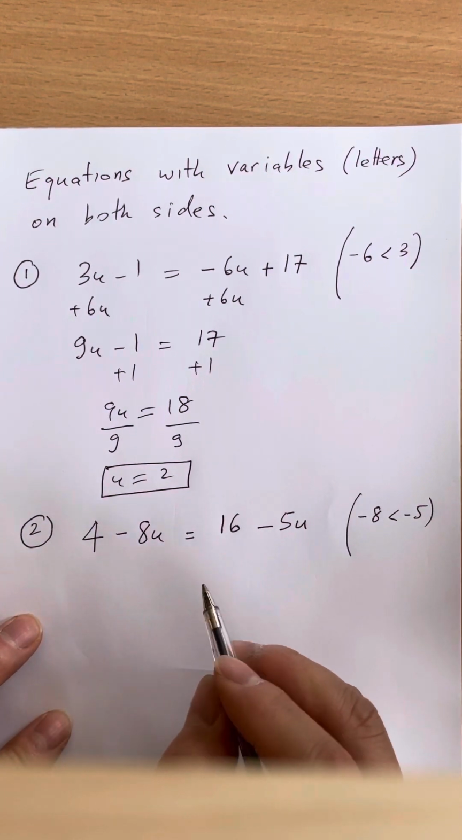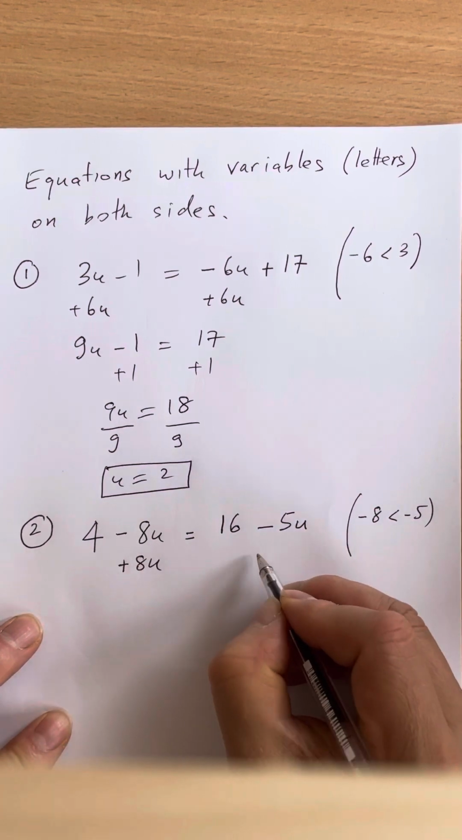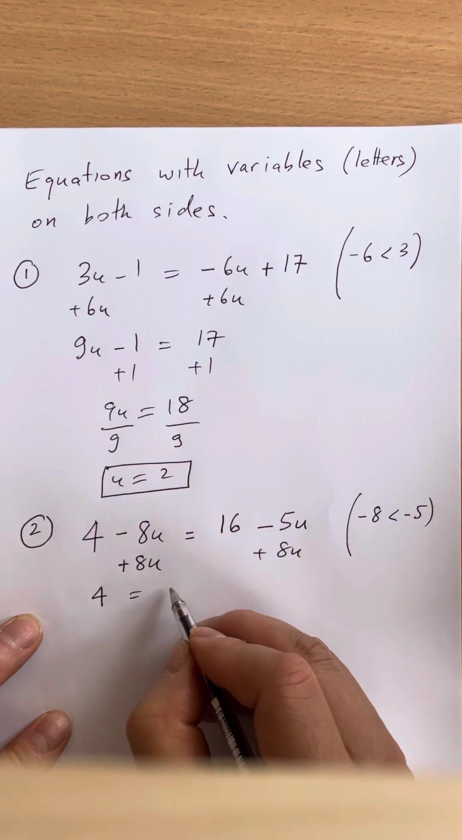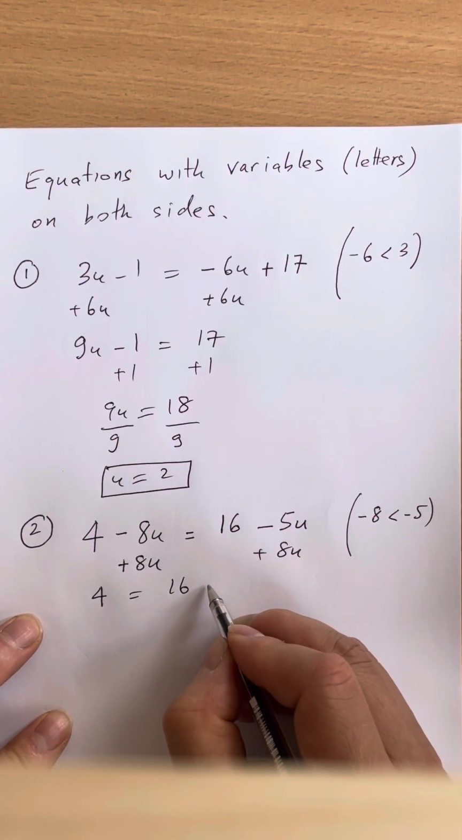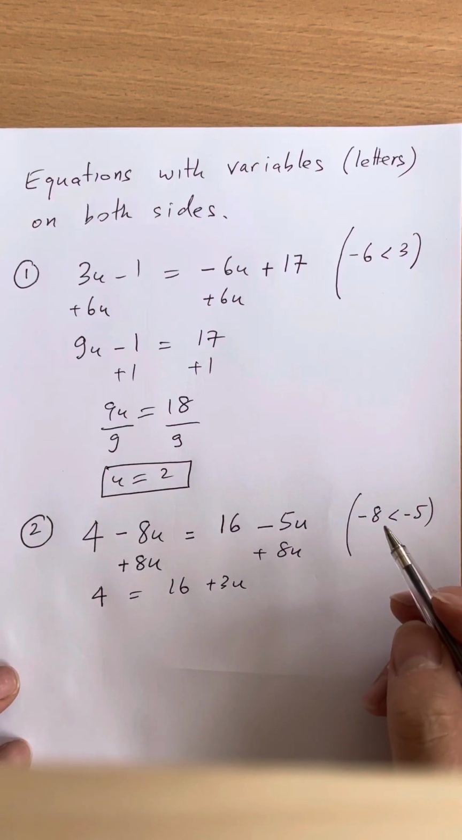Well, the minus 8 is less than minus 5, so you get rid of the minus 8u. How do you do that? Well, on minus 8u, the inverse is plus, so plus 8u to both sides. So you end up with 4 on the left, on the right you have 16, and then you have plus 3u. Minus 5u plus 8u is plus 3u, like terms.